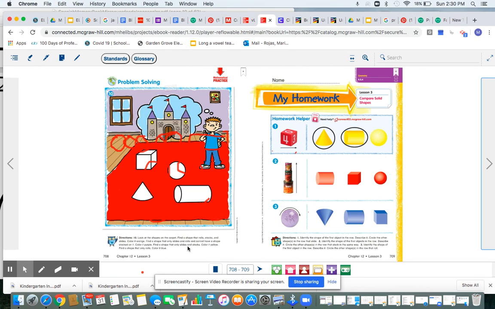Find a shape that can only slide and stack. So the shape can only slide and stack, and you're going to color it yellow. And then find a shape that only rolls. It's going to be colored blue. Go ahead and finish that and upload it to Schoology.